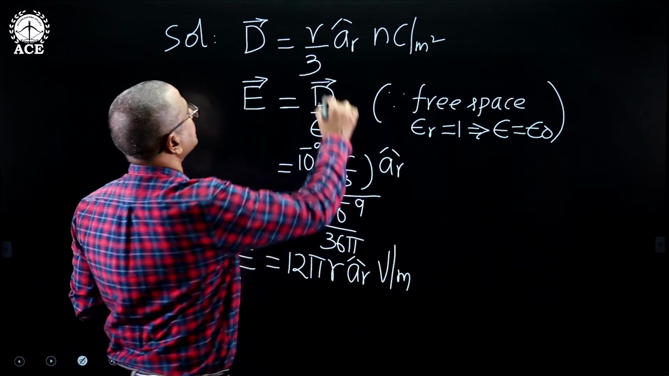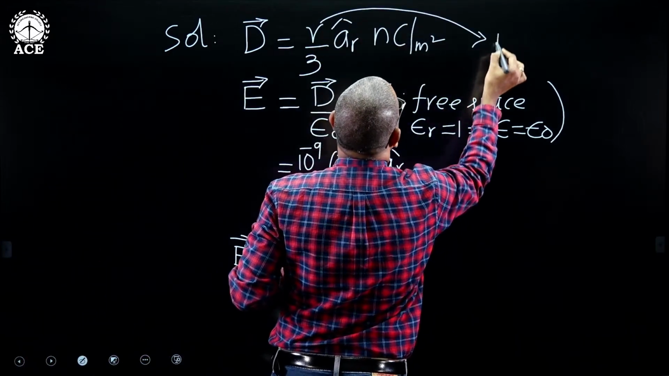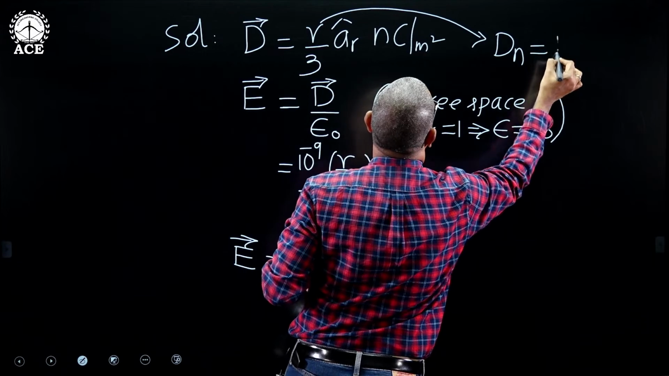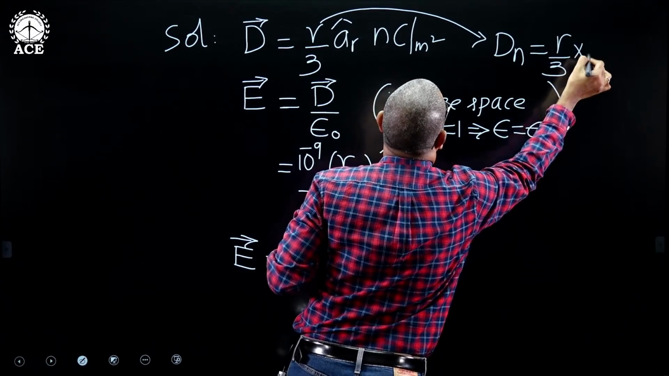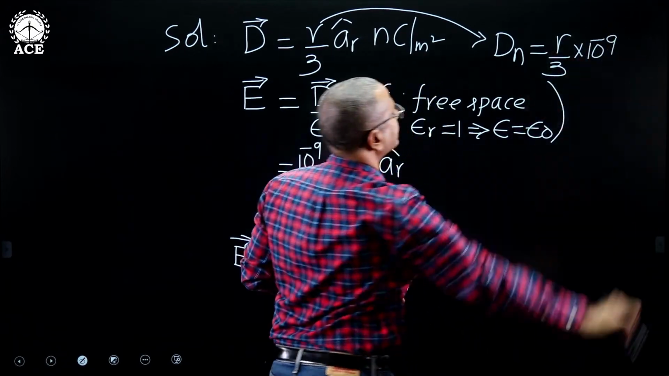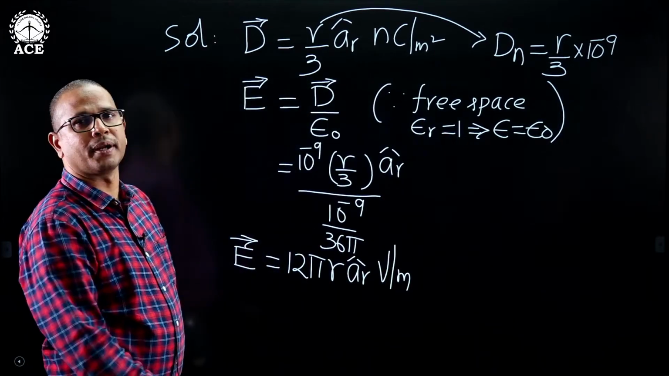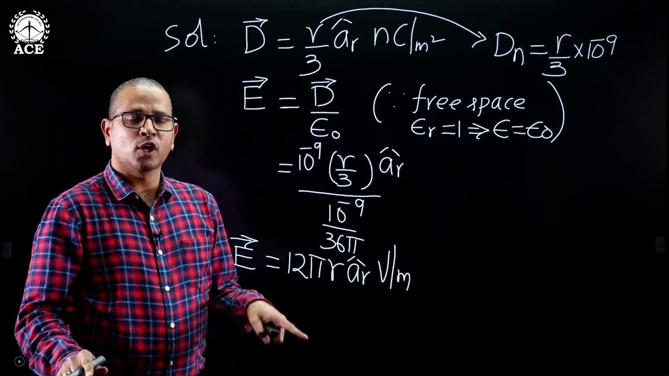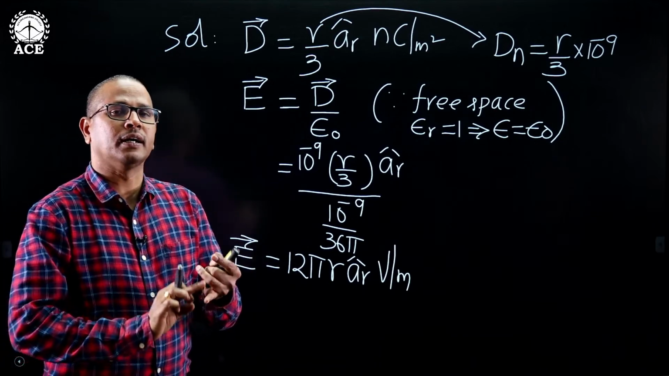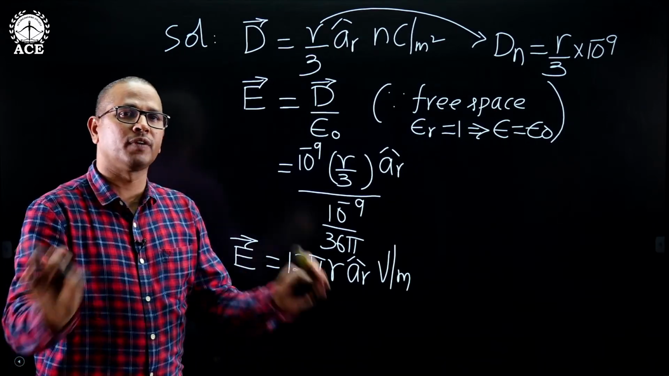Okay, so what is this? D given, Dn, the normal component, is how much? r/3 × 10 to the power of minus 9, dear students. That's all. It is the normal component because for a sphere, the radial component is the only normal component. The d theta and d phi components are tangential, with no flux contribution.